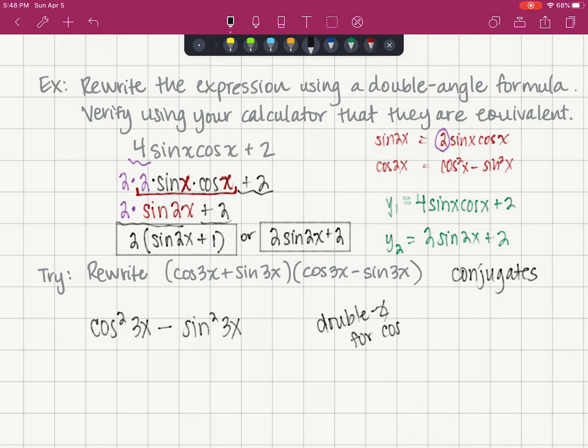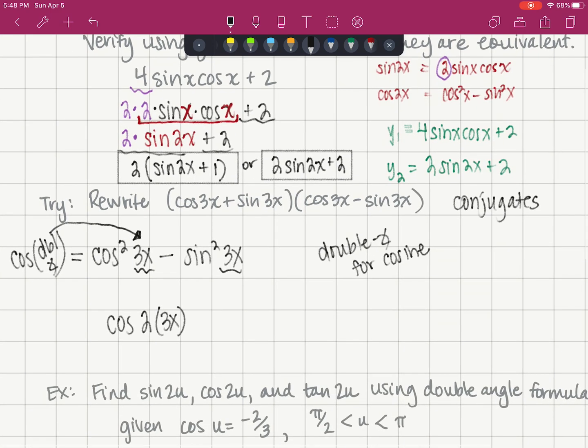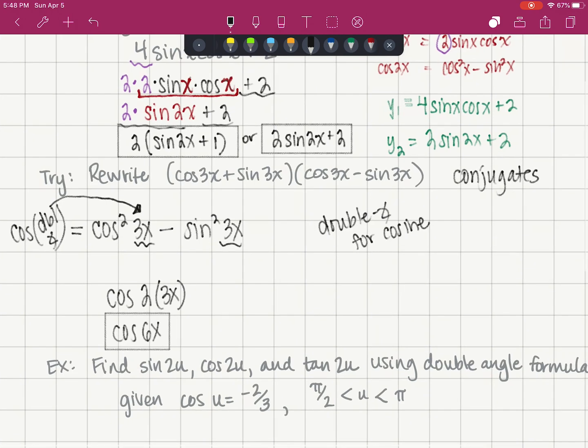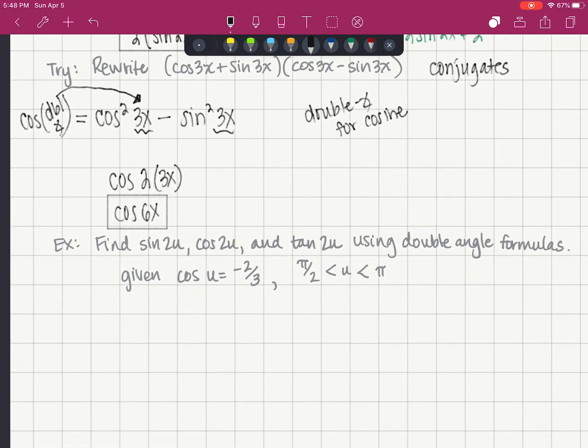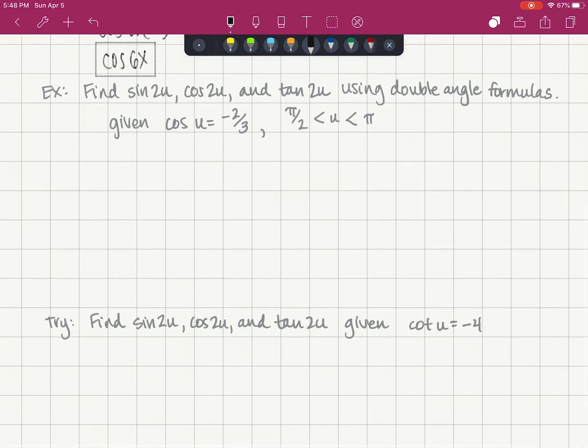This right here is my double angle for cosine. So my 3x needs to be doubled. So this is going to equal the cosine of a double angle. So when I double 3x, I get cosine of 2 times 3x, which is the cosine of 6x. So that is the cosine of 6x. So if you got cosine of 6x, you're good. You're golden. You got it.